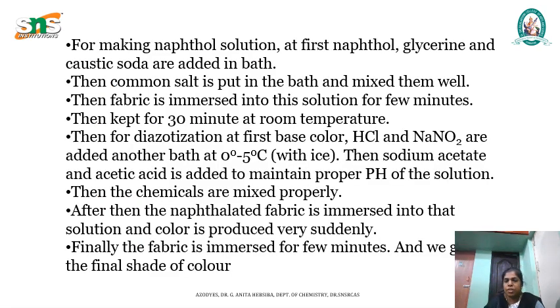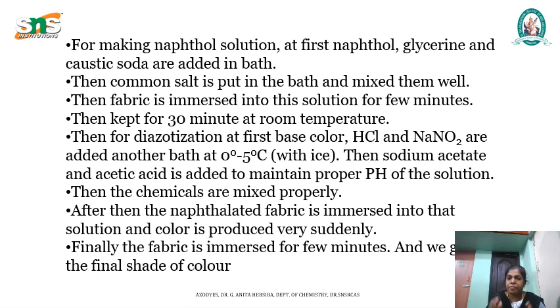For making the naphthol solution, at first naphthol, glycerin and caustic soda are added in the bath, then common salt is put in the bath and you mix them well. Then the fabric is immersed in the solution for a few minutes, then kept for 30 minutes at room temperature. Here no heating is involved. Then for diazotization, at first the base color, HCl and sodium nitrite are added, and another bath at 0 to 5 degrees Celsius is set, and these things are kept inside the ice bath. Then sodium acetate and acetic acid are added to maintain proper pH of the solution. Then the chemicals are mixed properly.